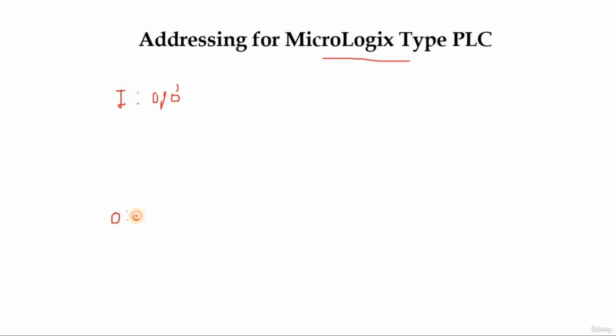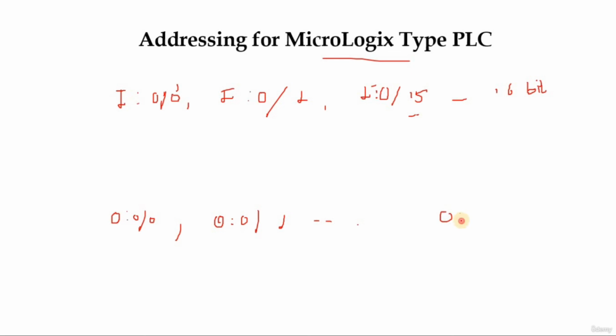For the output, O colon 0 slash 0, right? Like this: I colon 0 slash 1, up to I colon 0 slash 15. So this will be the last address, right? Total 16 bits for one word. Similarly, you have to repeat the address for the output also: O colon 0 slash 1, like this up to O colon 0 slash 15. While providing the addresses to the MicroLogix PLC, we just need to remove the slot number. Then that particular address will become the MicroLogix PLC address, right?